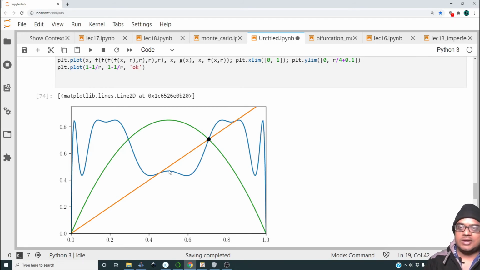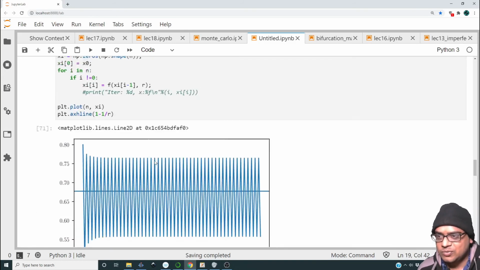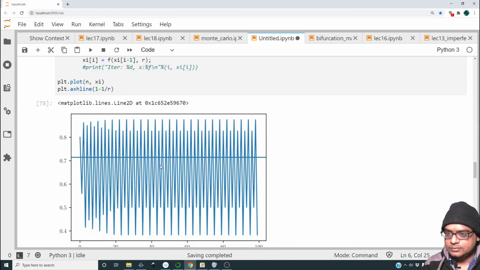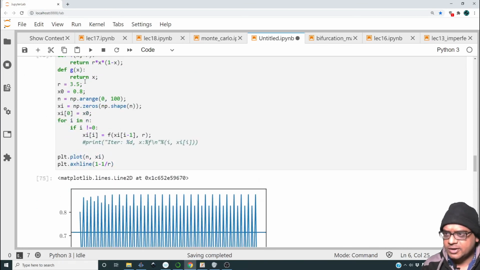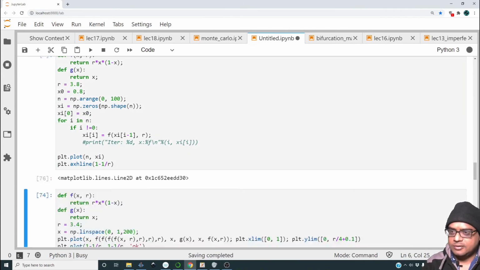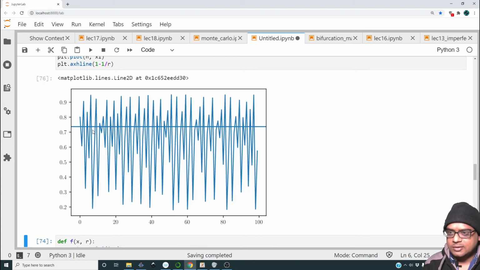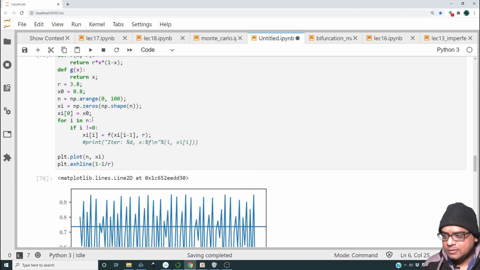And as you keep taking a larger value of r, the stable point will become unstable, it will give rise to more and more points, after which it will descend into chaos, as we have already seen. So when it becomes quite large, for this also there's a 4 cycle going on. For this, there's something weird going on. There appear to be some intermittent moments.